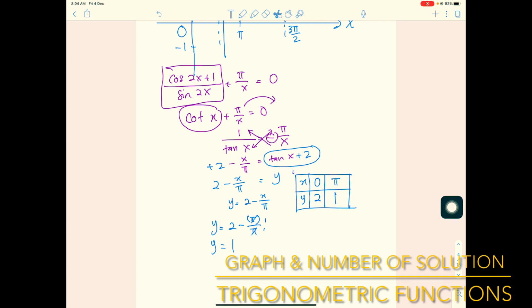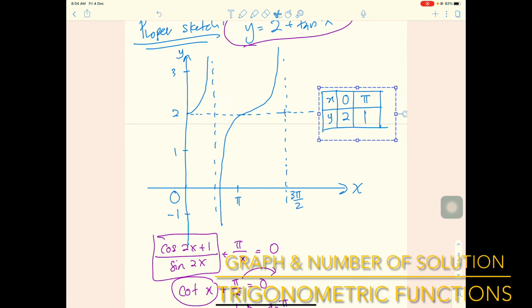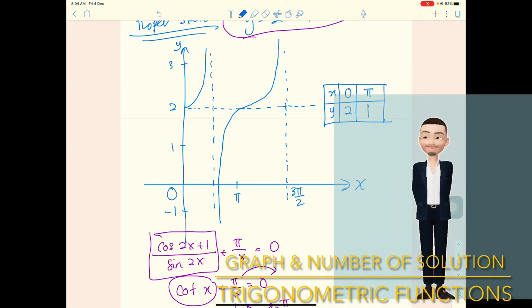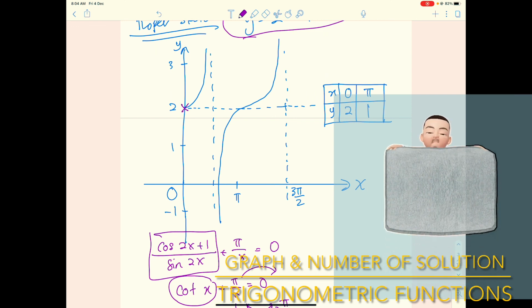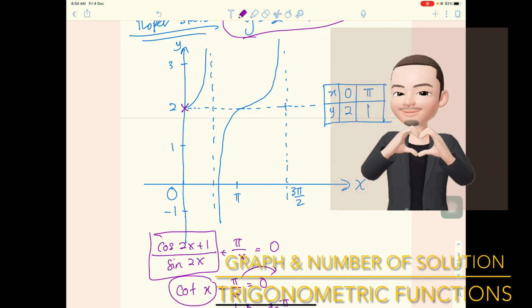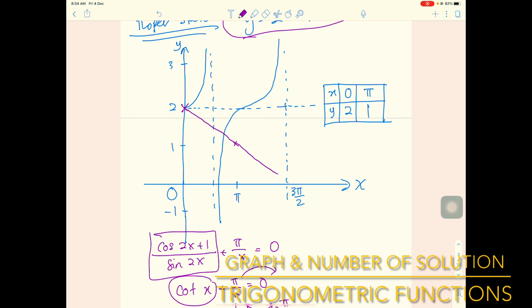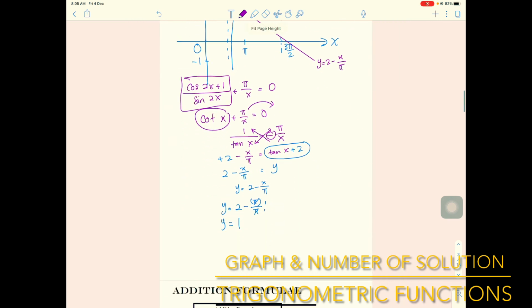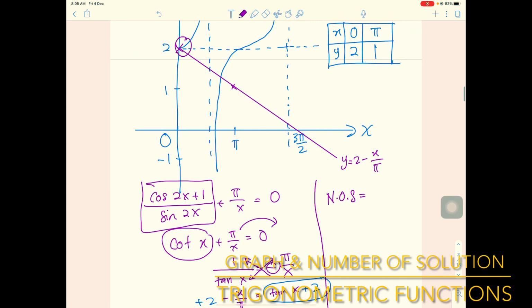So let's bring the table to the top, to sketch the straight line of the function. When x equals 0, y equals 2. So this is y. And then when x equals pi, y equals 1. So let's say this is 1. And then we join the plotted points. So this is for y equals 2 minus x over pi. Therefore, the number of solutions equals 1 and 2.